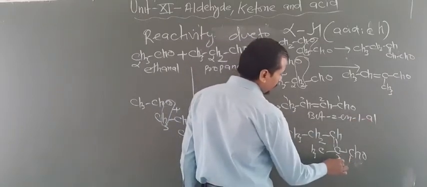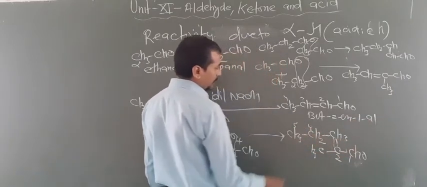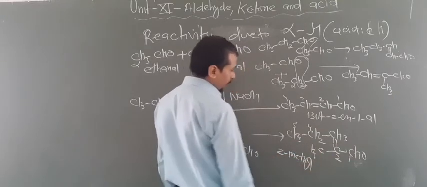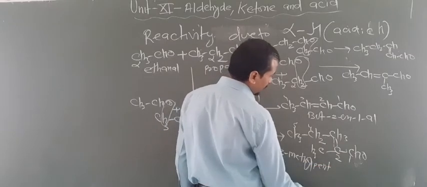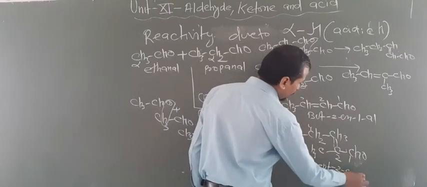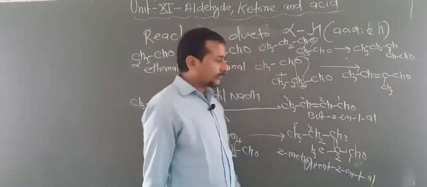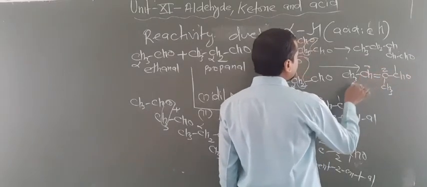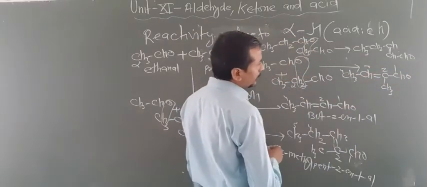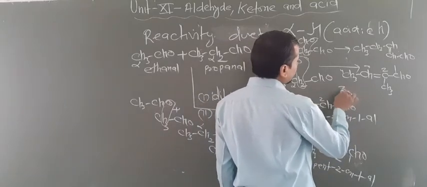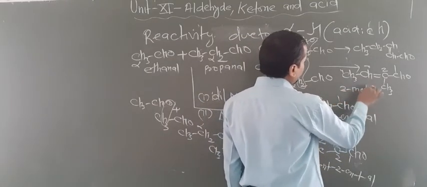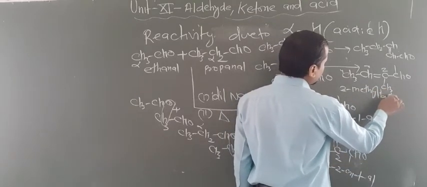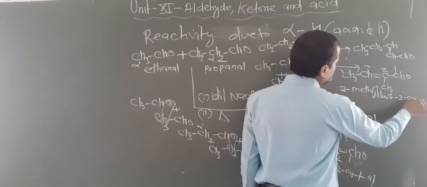Now this is 1 2 3 4 5. Carbon 2 has a methyl, so this is known as 2-methyl pent-2-en-1-ol. So both have different names. Now come here, 1 2 3 4. Are you getting this point? So look at here, this is 2-methyl, and the 4 carbon chain is known as but-2-en-1-ol.